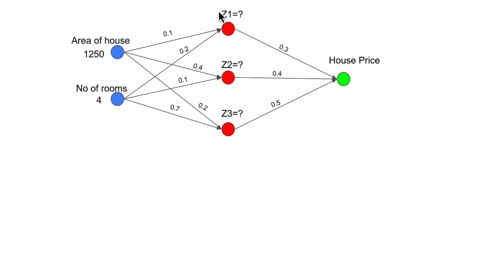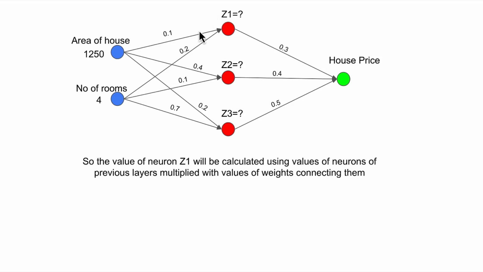So firstly, we are going to calculate the value of Z1, and it will be calculated using this formula. We are going to take the neuron which is connected with this Z1. Firstly, we take the value of area and multiply it with the weight joining these two neurons. You can see the weight value is 0.1 for this particular line. So we are going to multiply this 1250 with this 0.1, and there you can see we are doing it. And after that we are going to see if any other neuron is connected with this Z1.